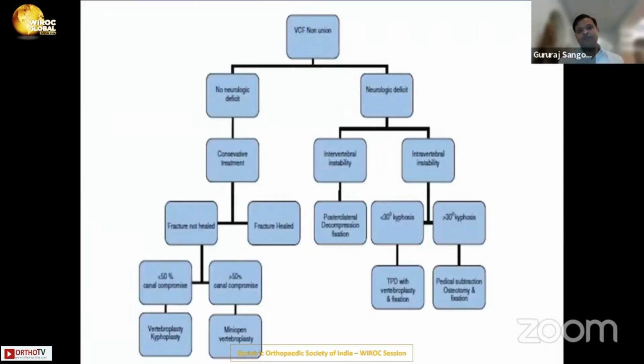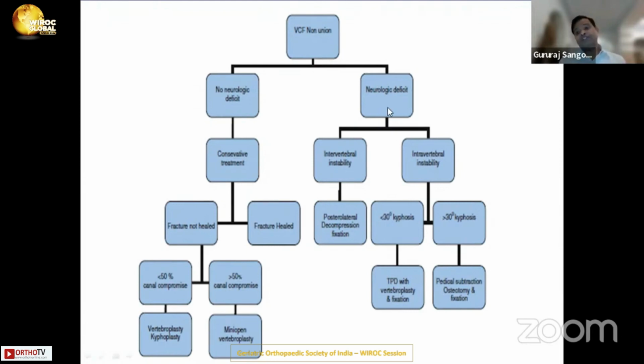This is an algorithm. If you don't have any neurological deficits, the treatment is always conservative. If the fracture heals, well and good. If it doesn't heal, and the canal compromise is less than 50%, you can do vertebroplasty or kyphoplasty. But if the canal compromise is more than 50%, you have to do a mini open or open fixation, or a percutaneous fixation.